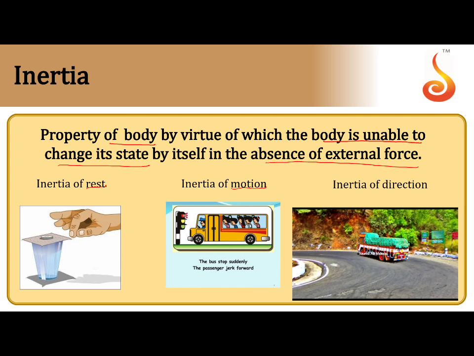So, what do you mean by inertia? Inertia is the property of a body by virtue of which the body is unable to change its state by itself in the absence of an external force. There are three types of inertia: inertia of rest, inertia of motion, inertia of direction.